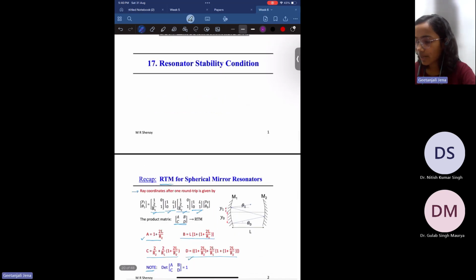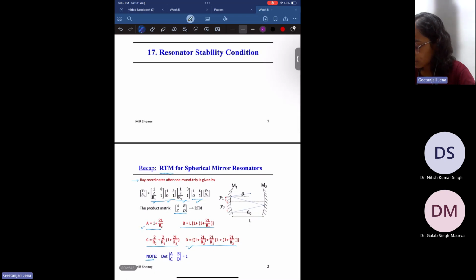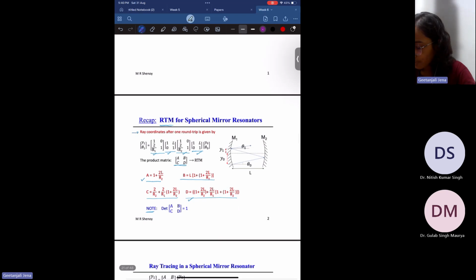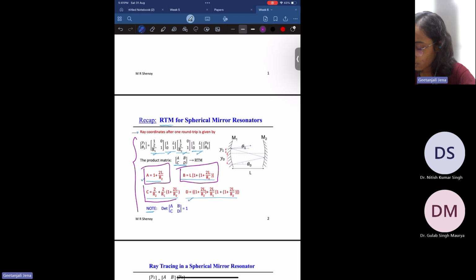So now let us move to the stability condition of this mirror resonator. After this, we will solve a few problems so that it helps to understand the concept. This we have already seen: the ray transfer matrix for the spherical mirror resonator. The exact expressions for A and B are these. You don't need to remember all these relations; if required, they will be given in the problem.